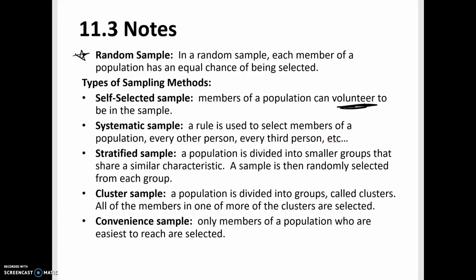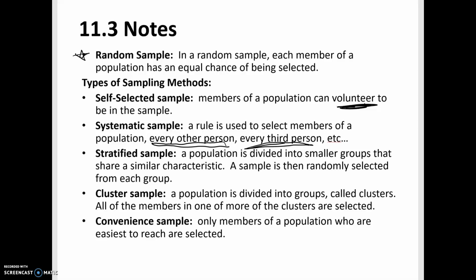This might look like you filling out a survey and you're allowed to fill it out but not forced to, something like that. Systematic is a rule used to select members of a population. It'd be something like every other, every third, every 100th person. It's just some sort of rule to pick out the members of the population.